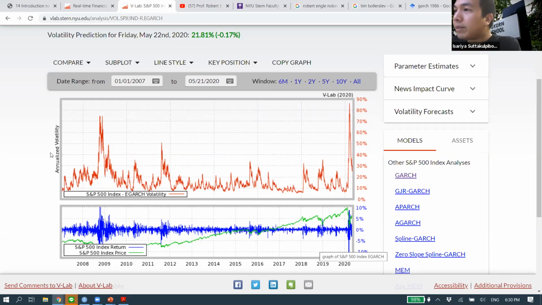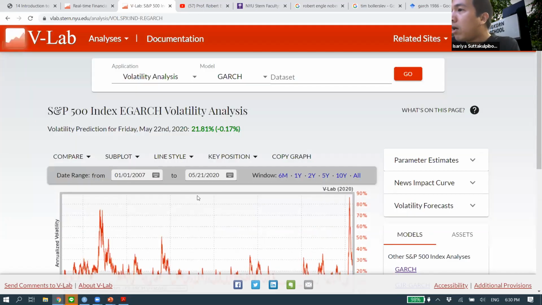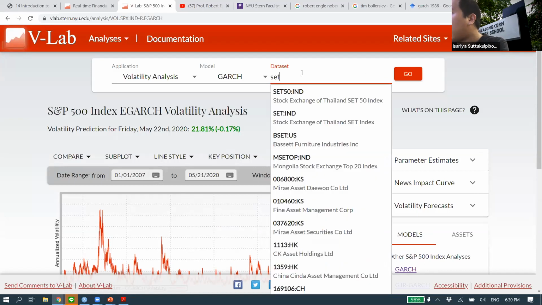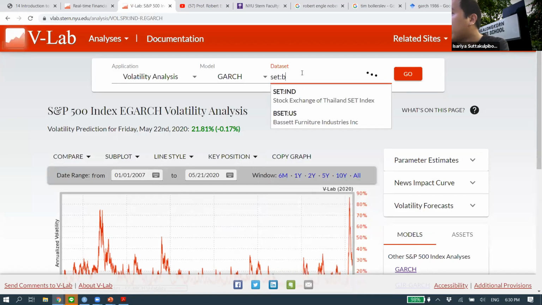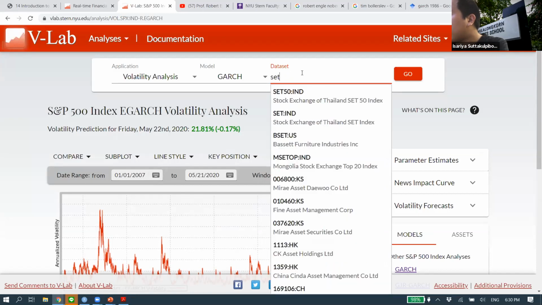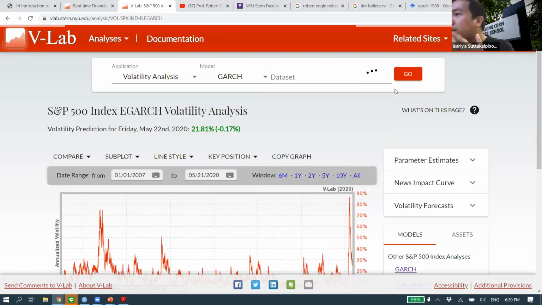Okay, so this is something that you can look for. Where else can you look? I think you can look at Thailand too. Let me set BK. I think they would use the same set. Oh, there you go. SET 50. Okay, Stock Exchange of Thailand. Okay, there you go.